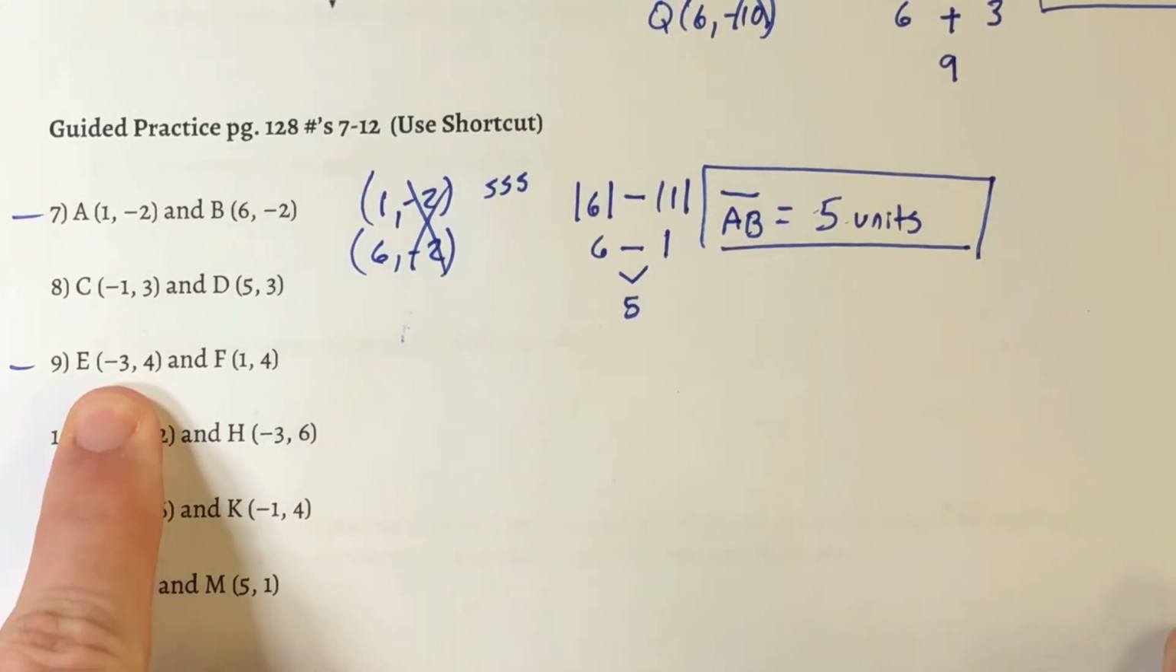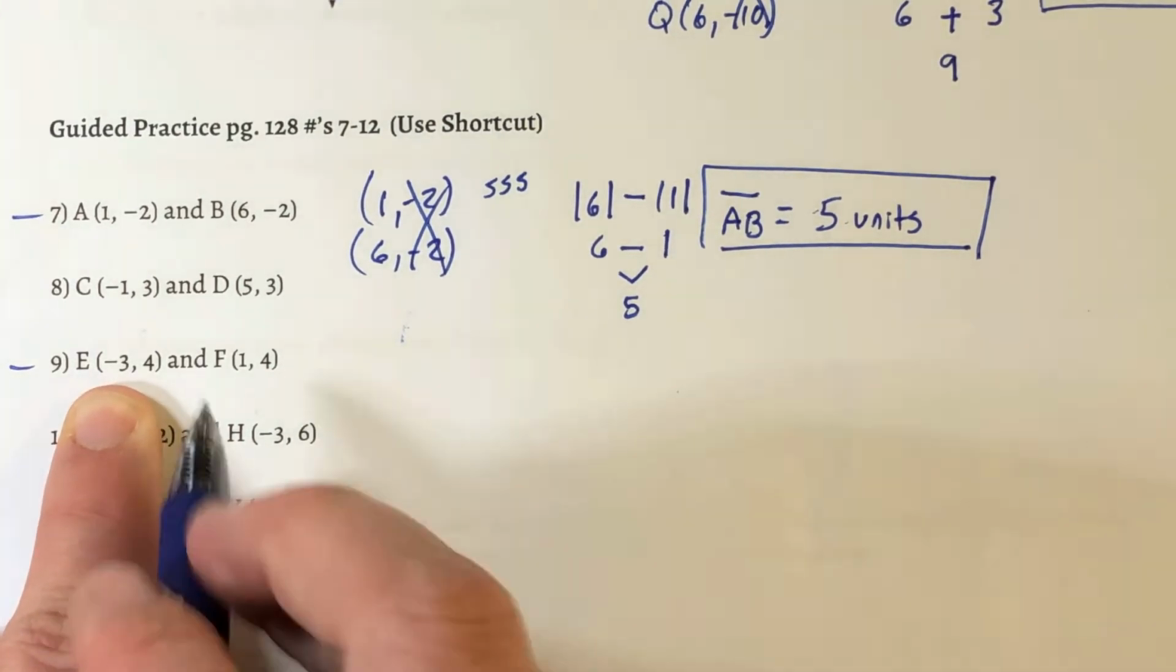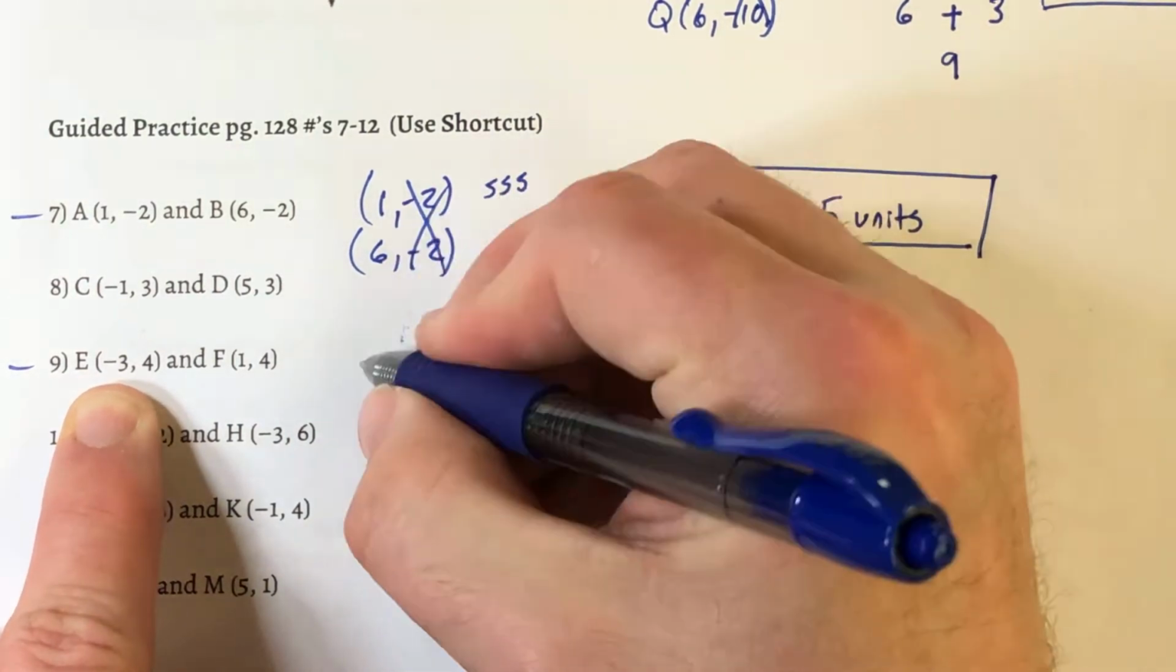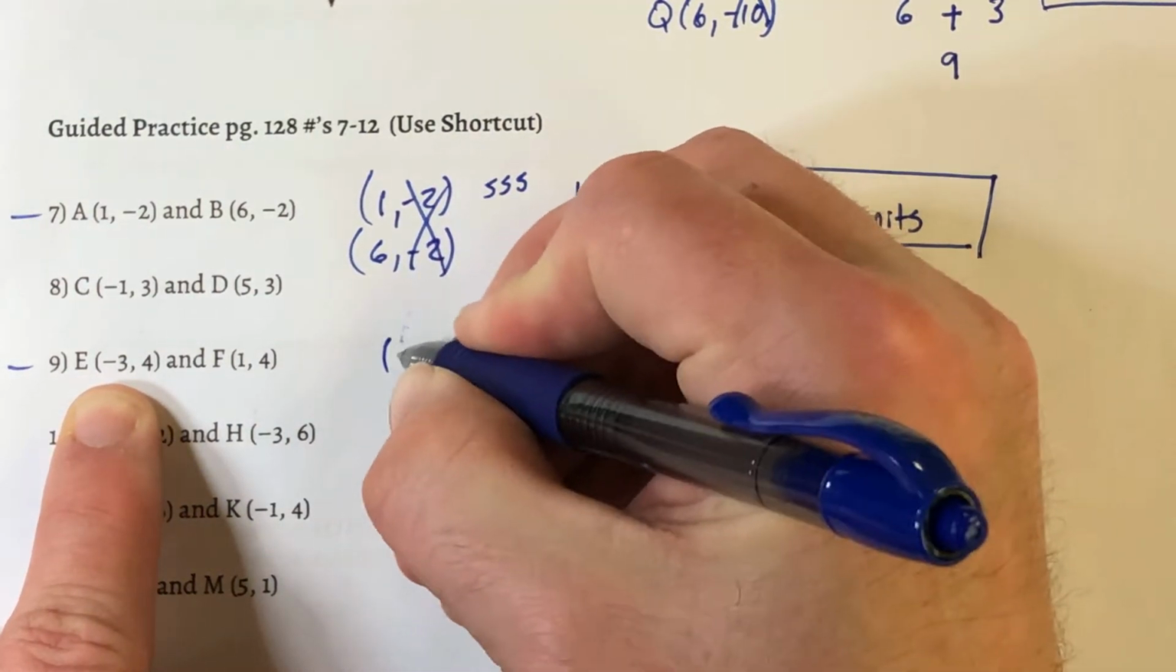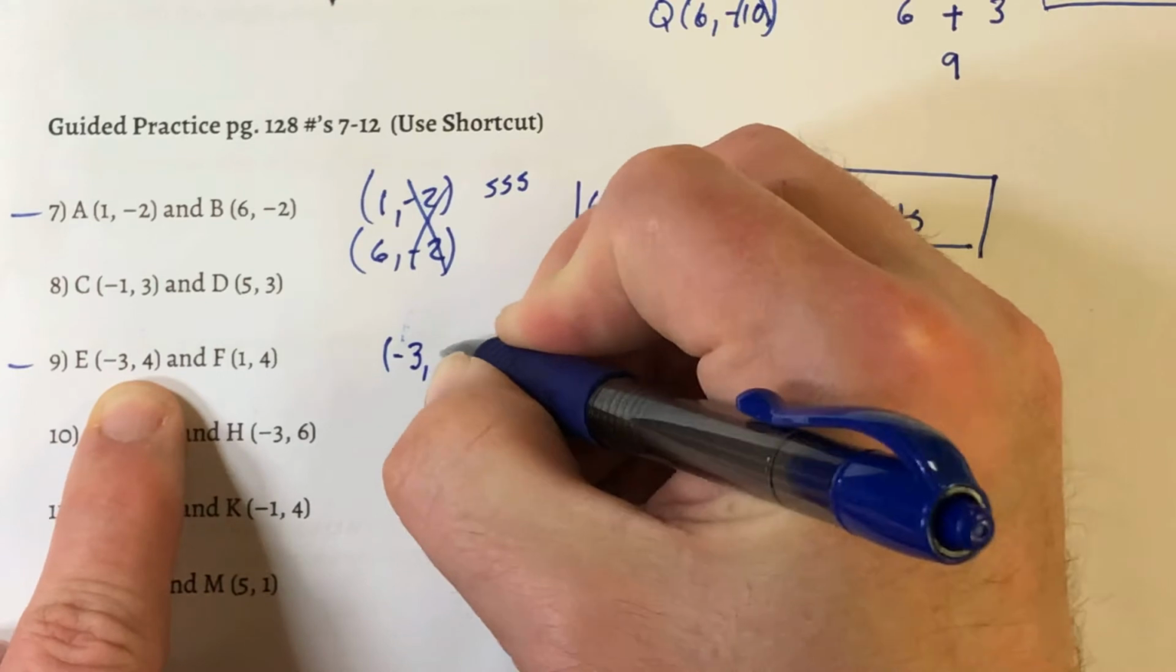Okay, let's do one other example. Number 9, E and F. So I'm going to stack them. Again, that's not necessarily a requirement. It's just very helpful.